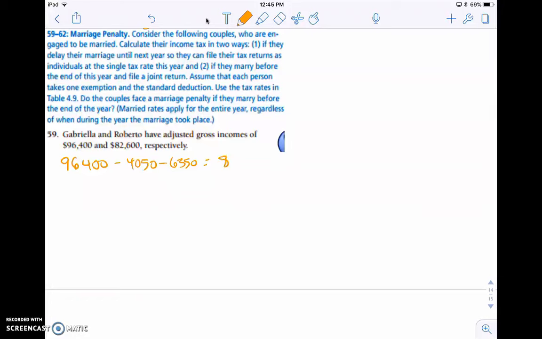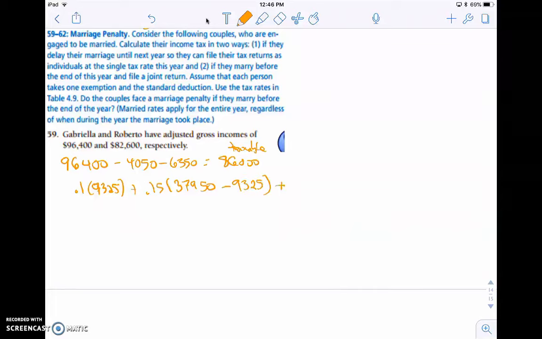get $86,000. So that's the taxable income for Gabriela. So to find out how much she owes in taxes, we're going to take 10% of the $93.25 and then go up to the next bracket, and she's well above this bracket, which is $37,950, and then minus the, again, $93.25.